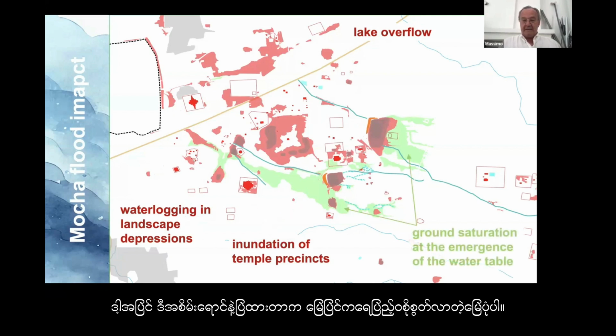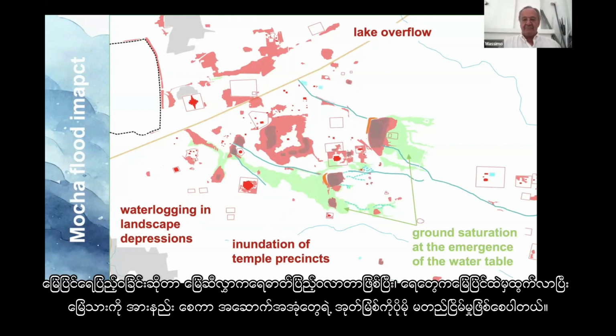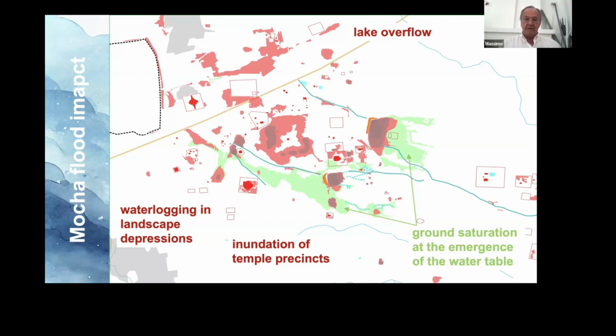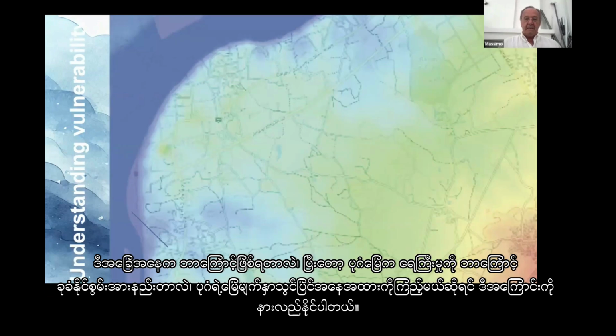And on top of that, in green, we have the map of the ground saturation. Ground saturation means that the particles of the soil are filled with water, and this water comes out and makes the soil weak and foundation more unstable. Why this happens and why the Bagan territory is vulnerable to this flood, we can understand if we look at the topography.